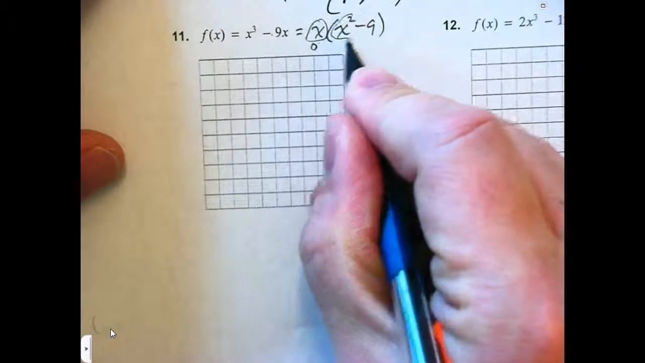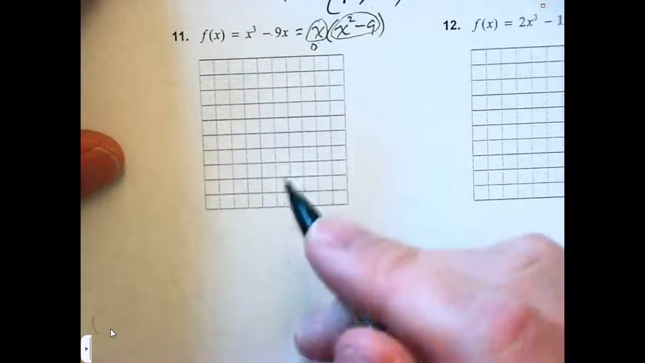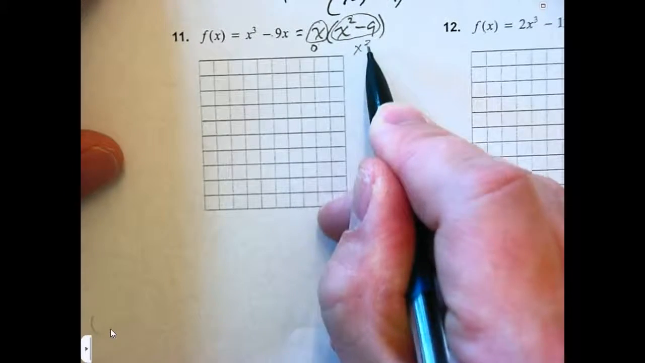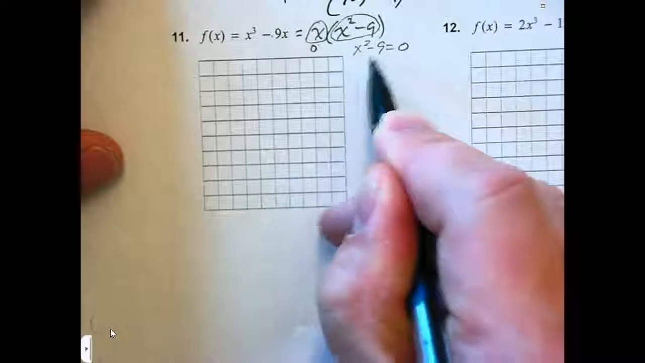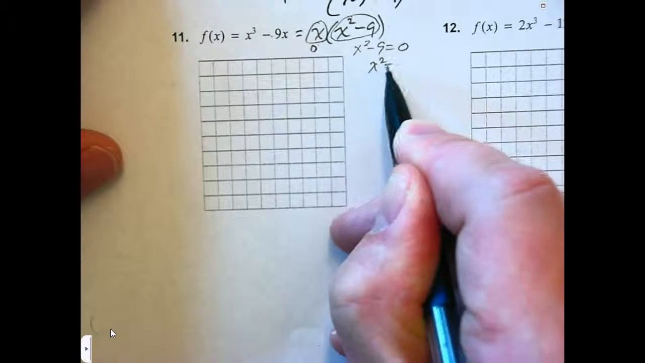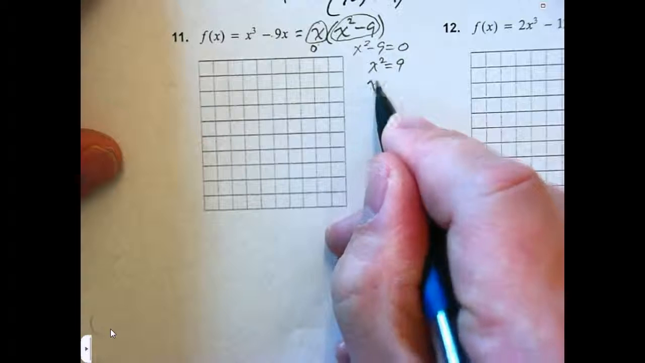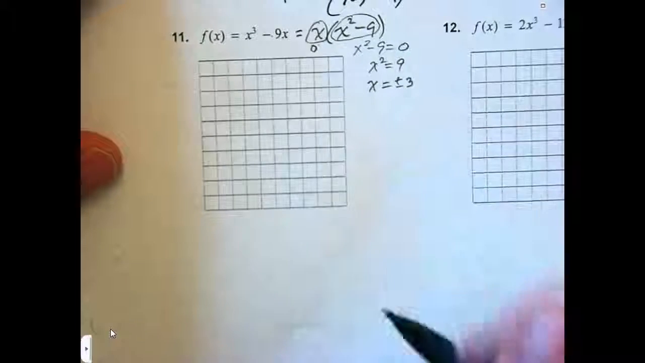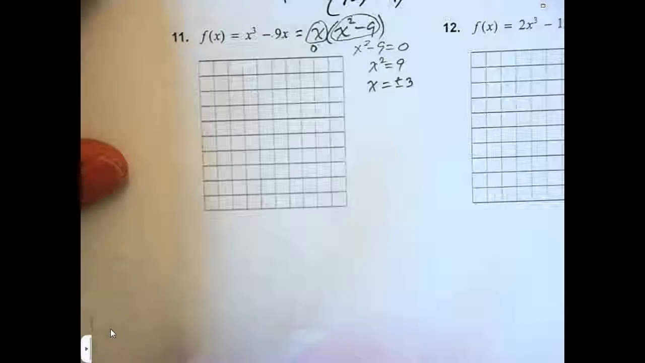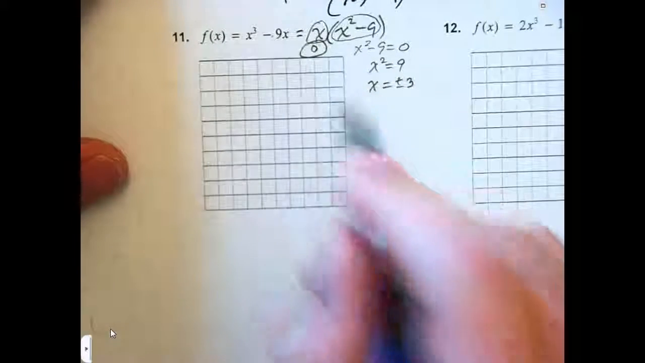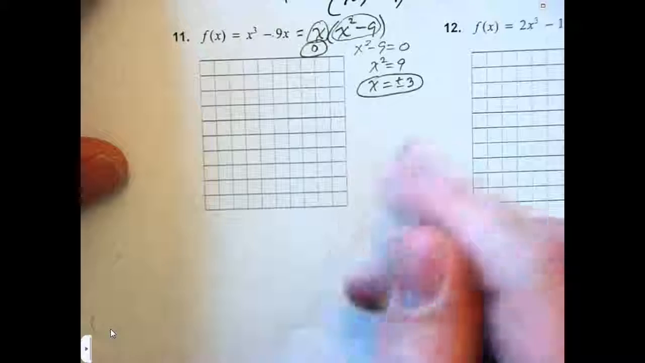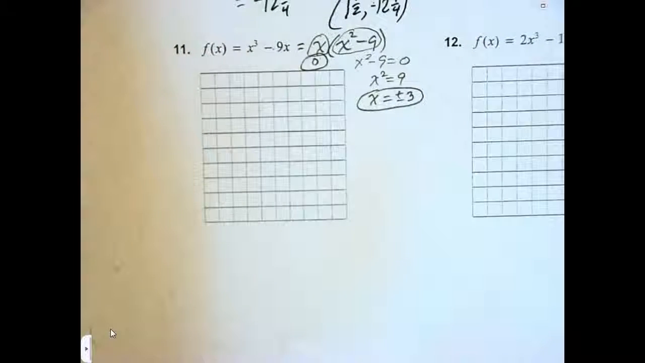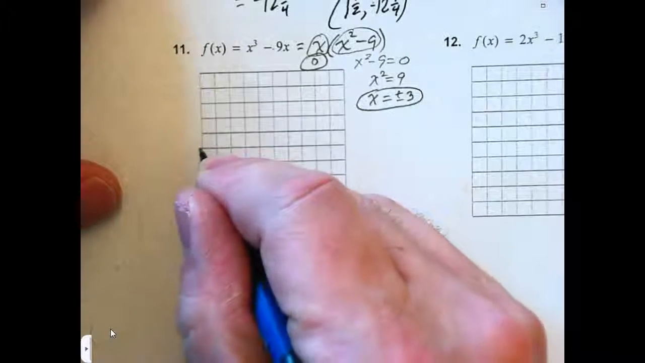And this part right here, you can either factor again by using difference of two squares, or you could just say x squared minus 9 equals 0. I add 9, I get x squared equals 9. Take the root. Remember, when you take a root, it's plus or minus, plus or minus root 9, which is 3. So my zeros are 0 and positive and negative 3. That means it is crossing the x-axis 3 times, which we have not done yet.